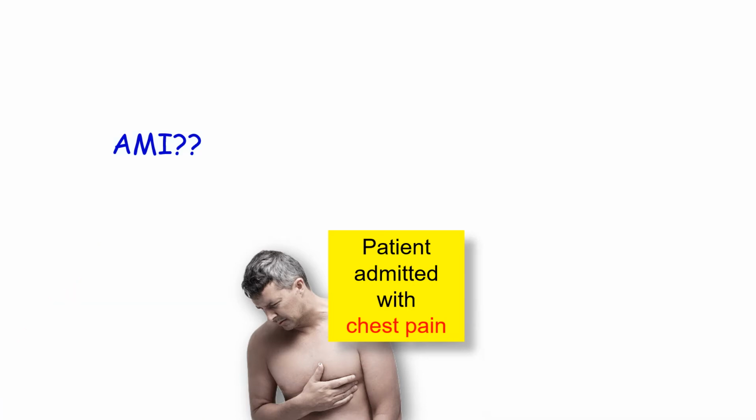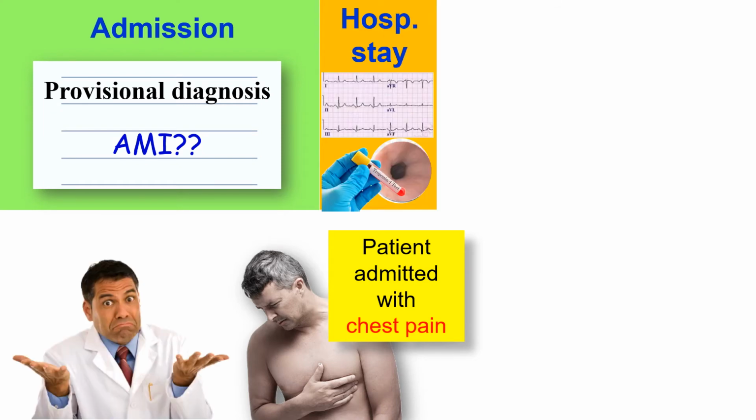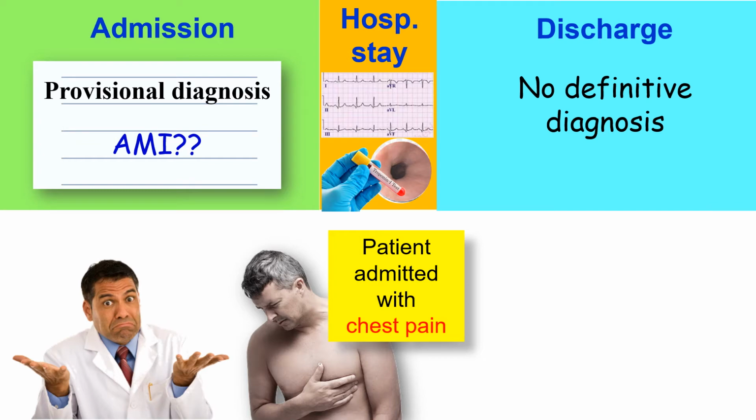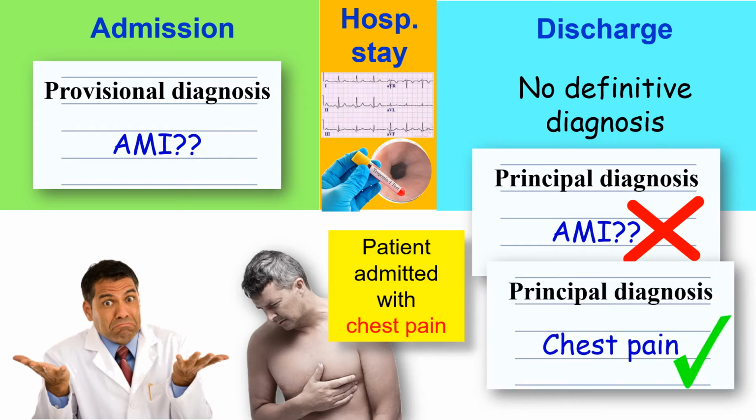Now, what if the patient was also admitted for chest pain? And at admission, the doctor suspected it was an AMI, so the provisional diagnosis was AMI. However, during stay, no definitive diagnosis was reached. It would be wrong, again, to document AMI as the principal diagnosis, or suspicious AMI, because this is not the definitive diagnosis. We have actually not reached the definitive diagnosis. Perhaps the patient left against medical advice. In this case, we can document the principal manifestation or the symptom and sign that the patient has presented with. In this case, it would be chest pain.